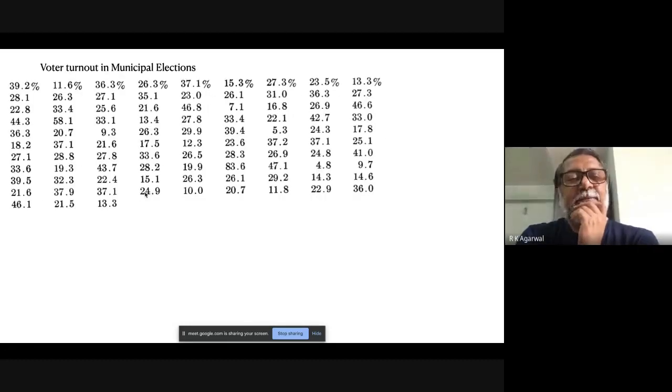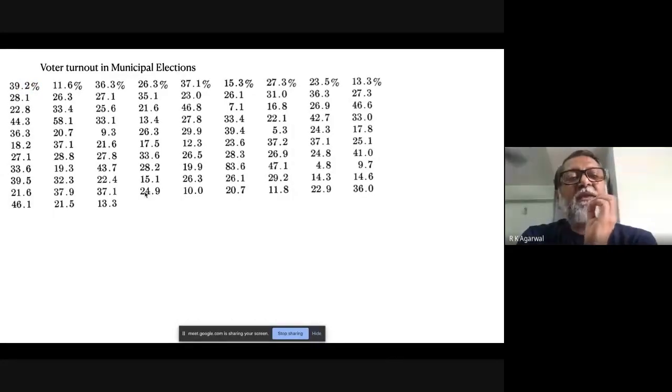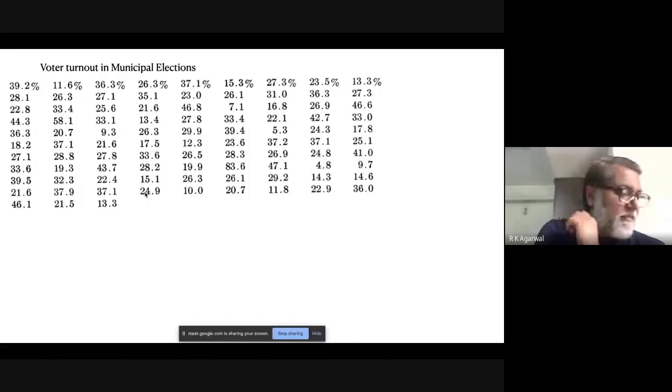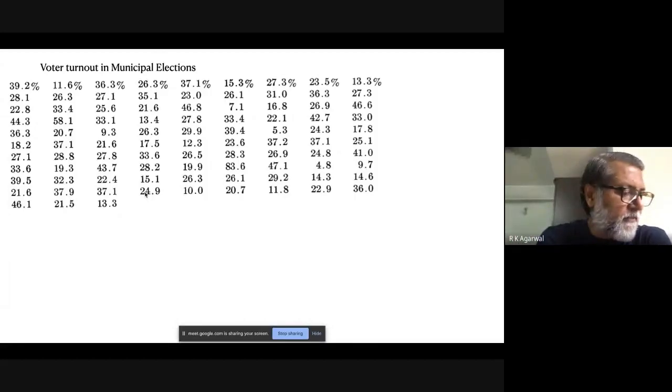So consider this. This is voter turnout in municipal elections. Let us say, what does this 39.2 indicate? That of all the eligible voters, how many cast vote? 39.2%. Take this value, 14.3. What does it show? Any idea? Anyone who would like to respond? Say 14.3 or 29.2?